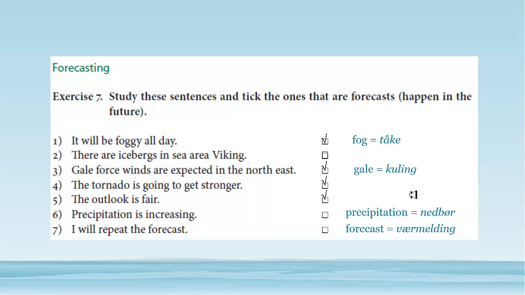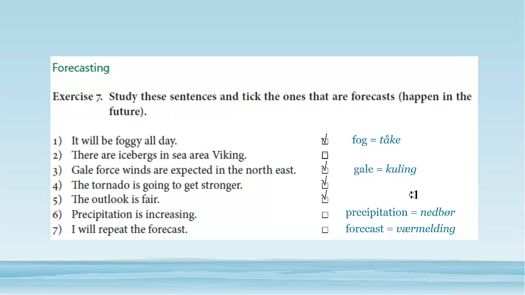Precipitation is increasing. Why don't you say that word with me? Precipitation. One more time. Precipitation. In Norwegian, that means nedbør. That can be anything from rain to snow to sleet, which is freezing rain, drizzle, which is a light rain. So any kind of water coming down in different forms, that is precipitation.